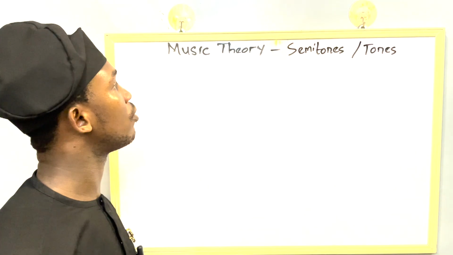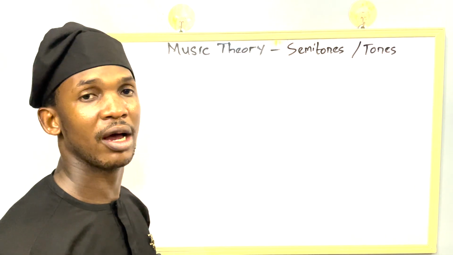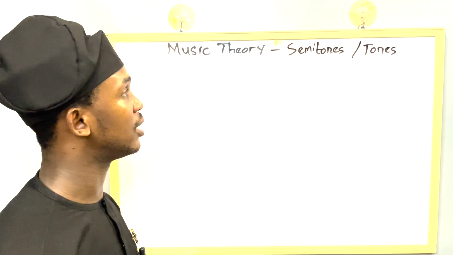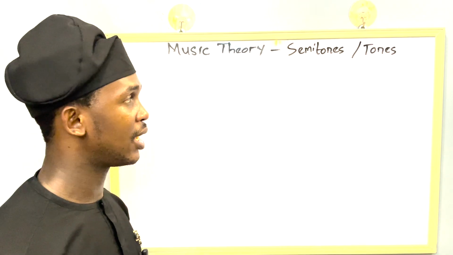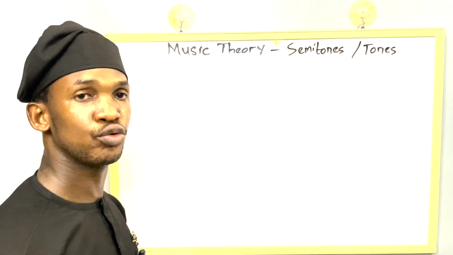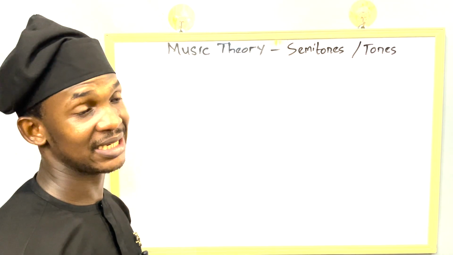Now, when we look at our keyboard, we see sets of white keys and black keys, and these keys are adjacent to each other. And so a semitone is the shortest distance between two adjacent notes or two adjacent keys. This is what I mean.